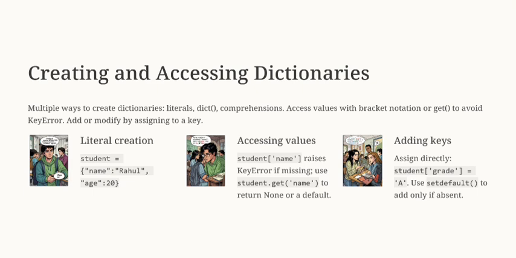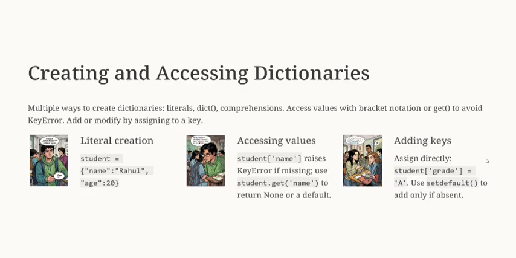But if the key does not exist and we write student marks, Python gives us an error. Now, using get. The get method provides safer access. For example, student.get name returns Rahul. If the key is missing, like student.get marks, it returns None instead of an error. We can also provide a default value.